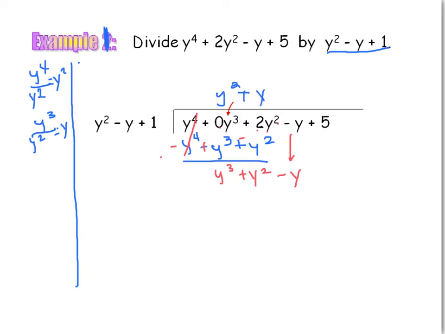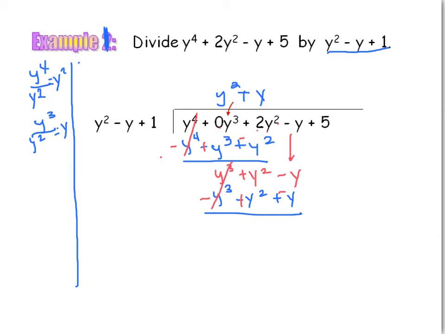Then we take what we just wrote down, only the y that we just wrote down, times y squared, negative y, and 1. Only the y we just wrote down. So y times y squared is y cubed. Y times negative y is negative y squared. Y times 1 is positive y. And then you subtract: the first term, the second term, and the third term.